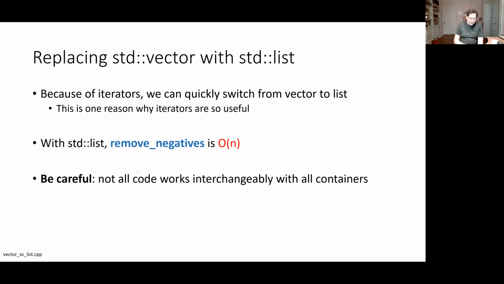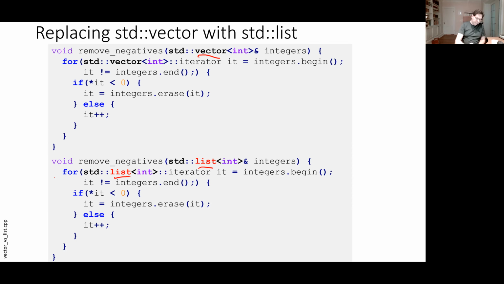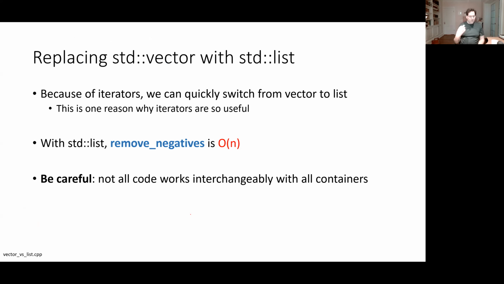And with list, remove negatives becomes order n. Right? We've got a loop here that we go through n times. But inside that loop, we only have constant time operators. Erase is now order 1. So this goes from an order n squared algorithm with vectors to order n with list.